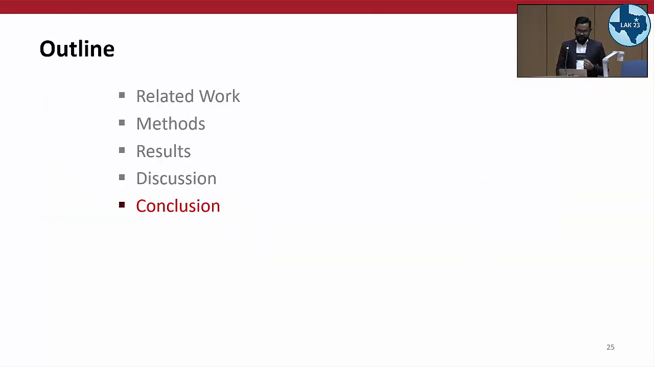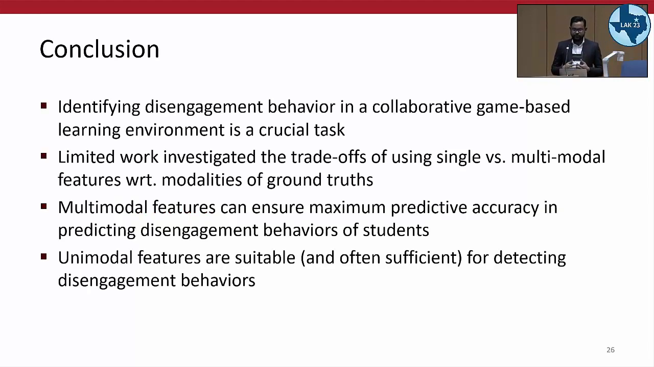In conclusion, we identified that disengagement behavior in collaborative game-based learning environments is an important thing to identify. And limited work has investigated the trade-offs of using single versus multiple modalities of features with respect to modalities of ground truths. We found that multimodal features can ensure maximum predictive accuracy in predicting disengagement behavior of students, and unimodal features are suitable and often sufficient for detecting disengagement behavior.